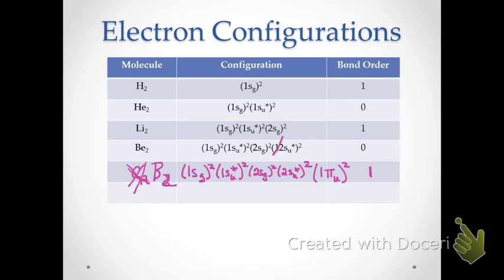So this ends our discussion of molecular orbital theories applied to homonuclear diatomics. In the next video we'll talk about molecular orbital theory as applied to heteronuclear molecules.